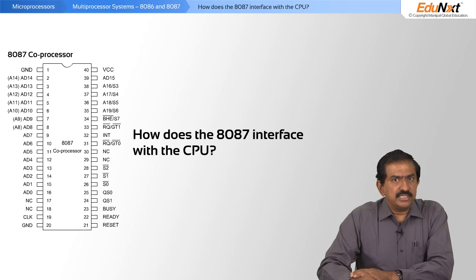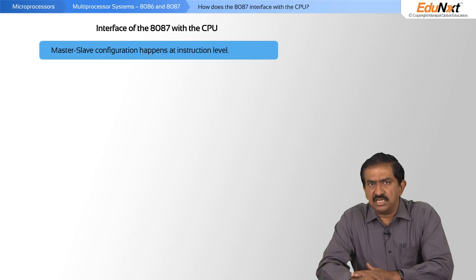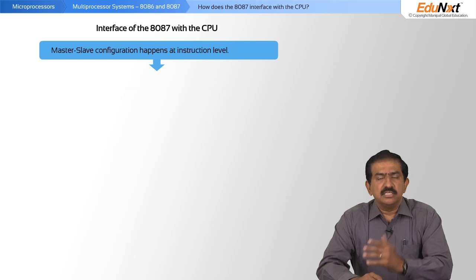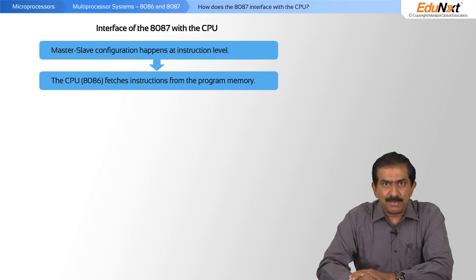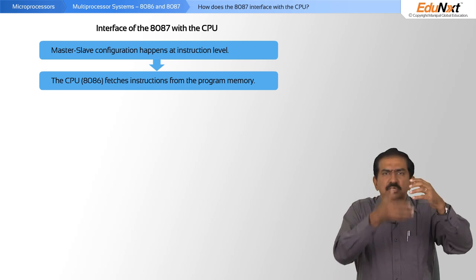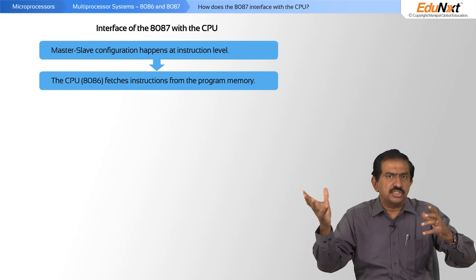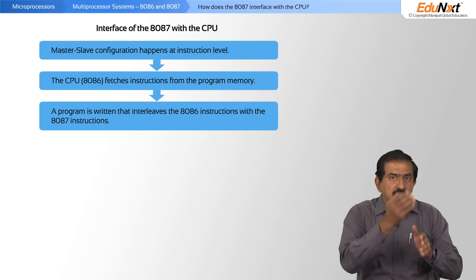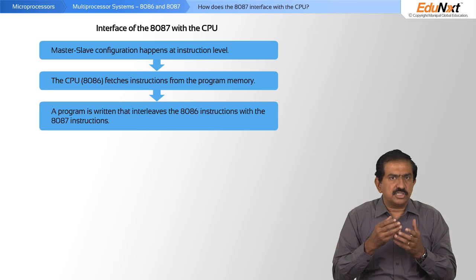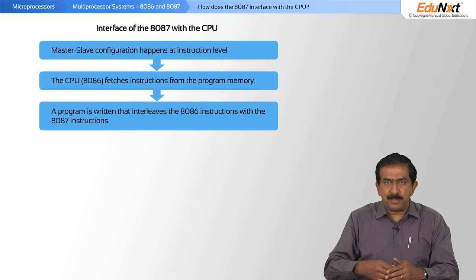So how does the 8087 interface with the CPU? Right? So what really happens is, as I said, this is a master-slave configuration. The CPU, the 8086, fetches instructions from the program memory, and as a programmer, you just assume that the 68 additional instructions are part of the 8086. So you can write a program that interleaves 8086 instructions along with the 8087 instructions. It just flows like a normal program.